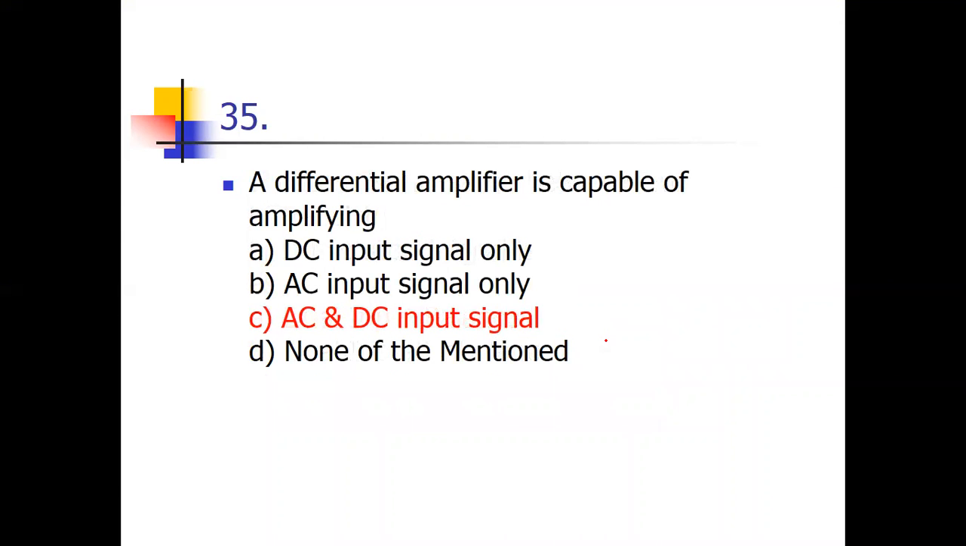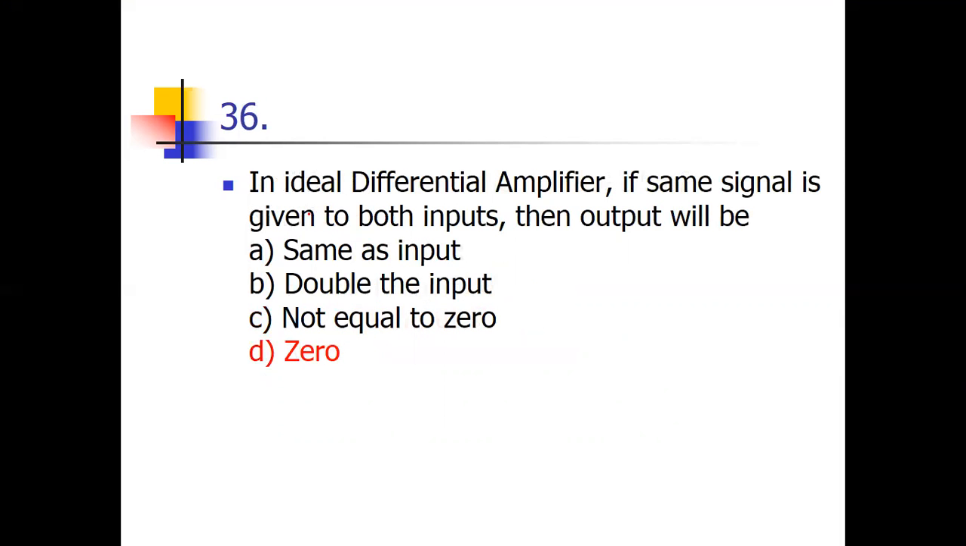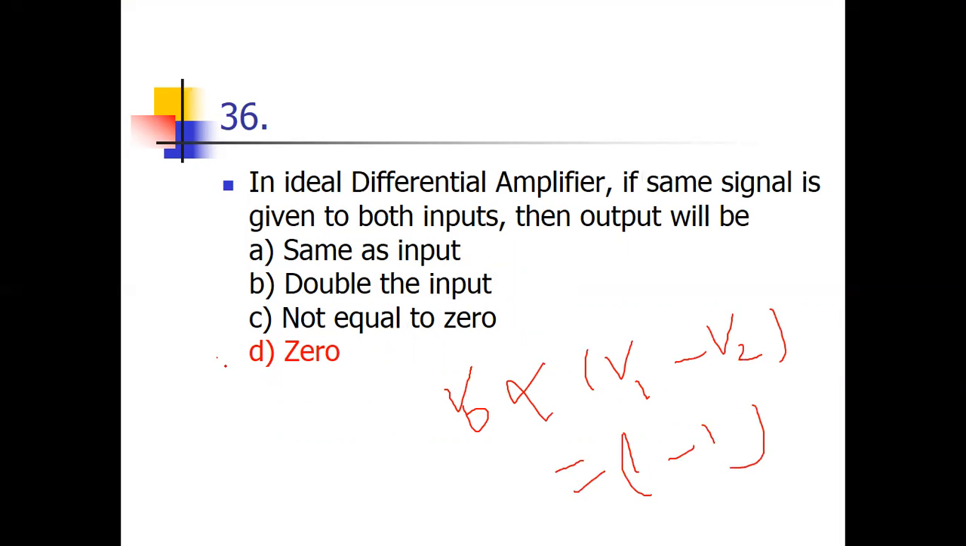Differential amplifier is capable of amplifying definitely both AC and DC types of signal. It can amplify. If the same signal is given to both inputs, what will the output be? Since I am talking about a differential amplifier, output is proportional to the difference of input signals. So if both signals are the same, suppose 1, then 1 minus 1 is 0. So output will be 0.